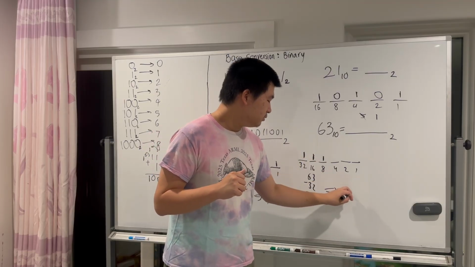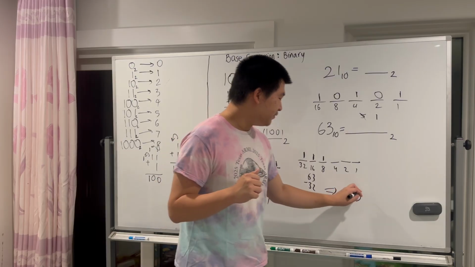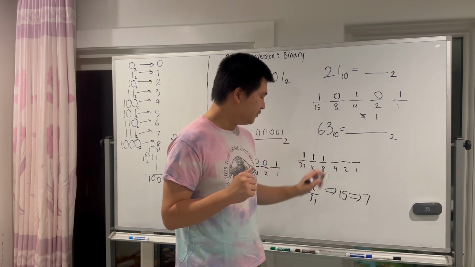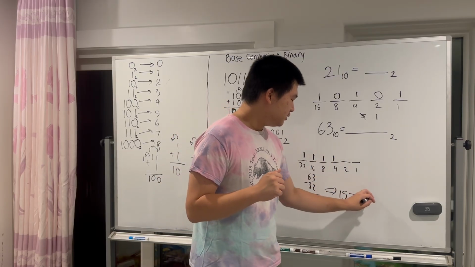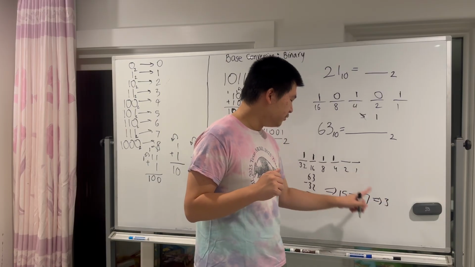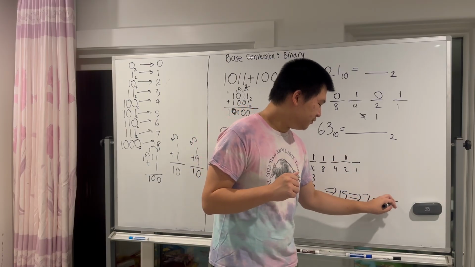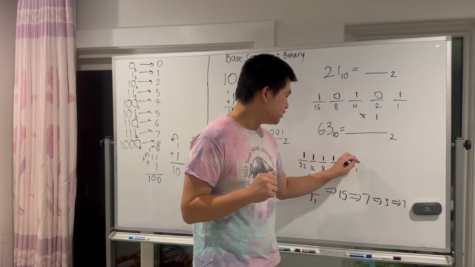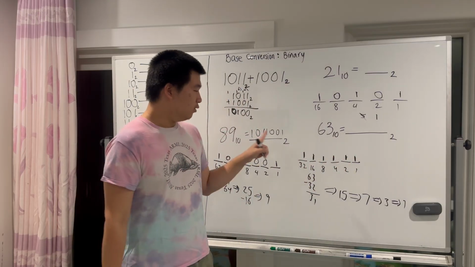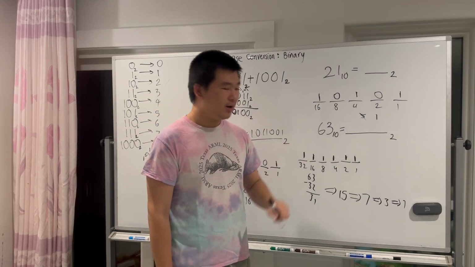Yep. After that, we have 7 left. Does 4 go into 7? Yep. Does 2 go into 3? Yep. And we have 1 left. And, of course, 1 goes into 1. So our answer somehow is 1, 1, 1, 1, 1, 1.